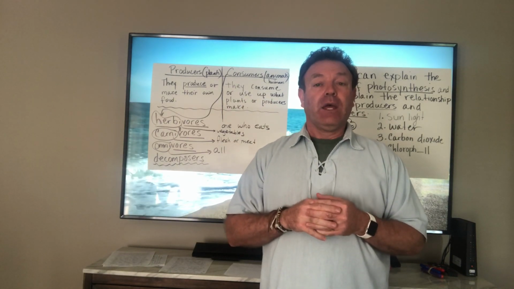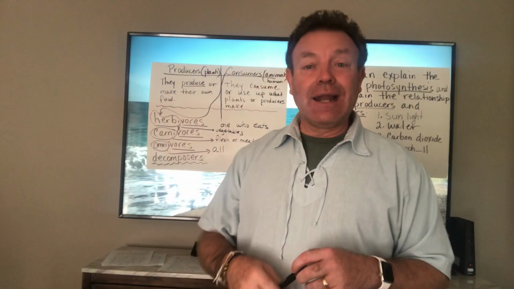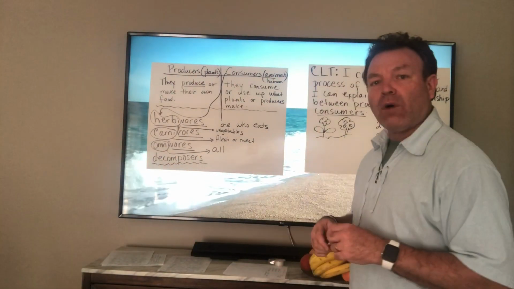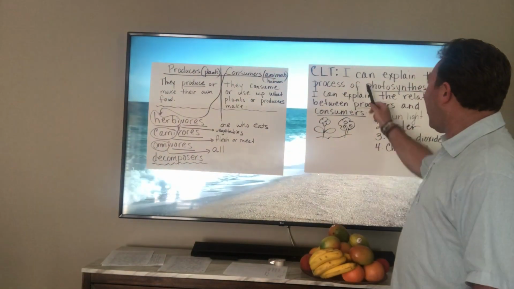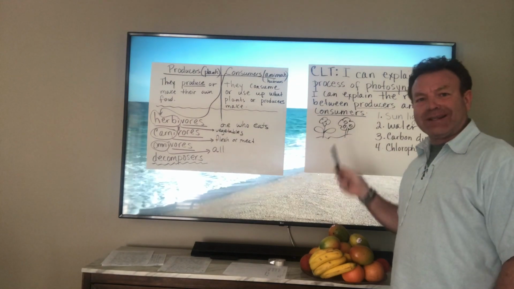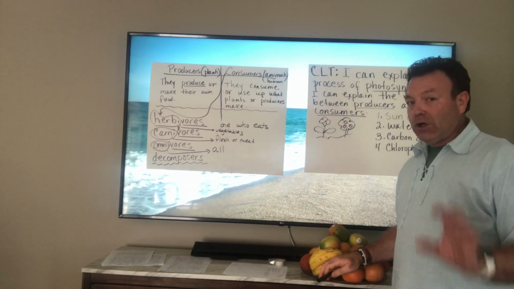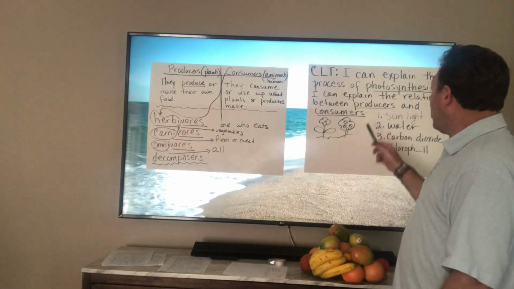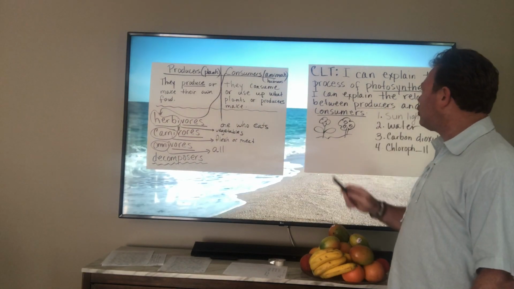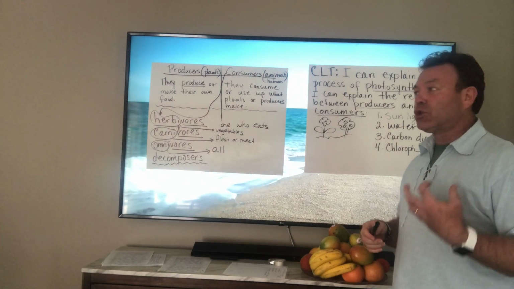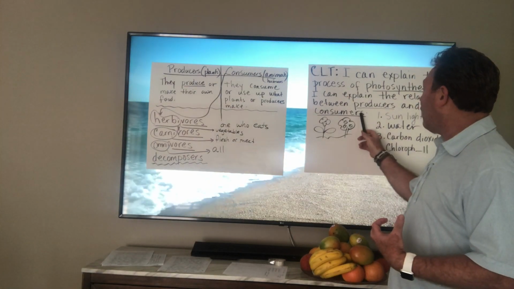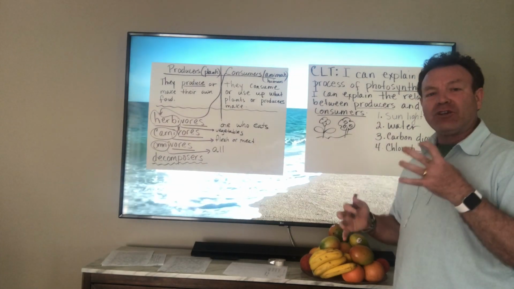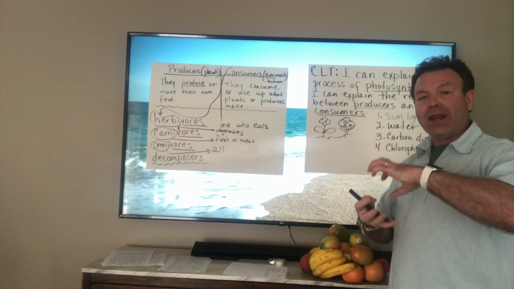Okay? So that is the lesson for today. Let's go over our learning target. I can explain the process of photosynthesis, which if you still cannot do it, you can go back to your notes and you can figure it out. And we can explain the relationship between producers and consumers. So we know the different types of consumers, and we can explain the relationship between producers and consumers.